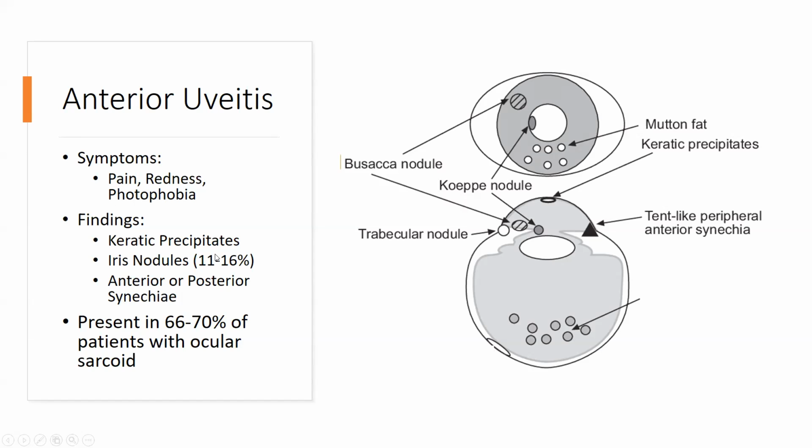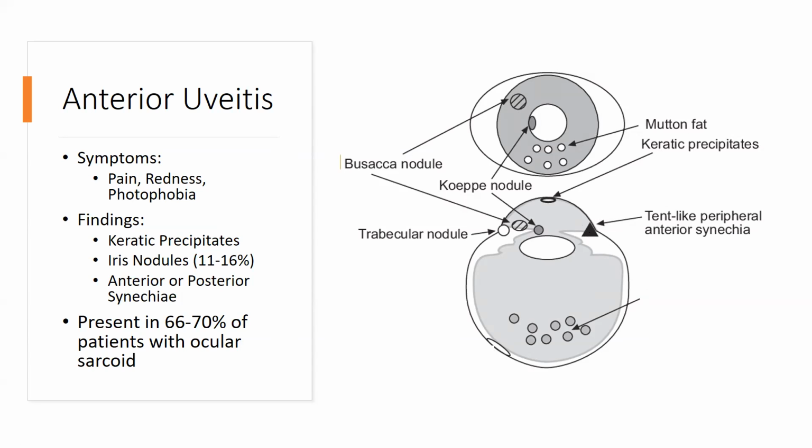Iris nodules are present in up to 16% of cases. These are actually granulomas of the iris. They can present at the pupillary margin, which makes them pretty easy to see even with the naked eye when you're not at a slit lamp. A little harder to see would be these Busacca nodules, which are located in the mid-iris. And what's most clinically important, and very difficult to see without a specialized ophthalmic exam, would be these tent-like structures that we find overlying the trabecular meshwork.